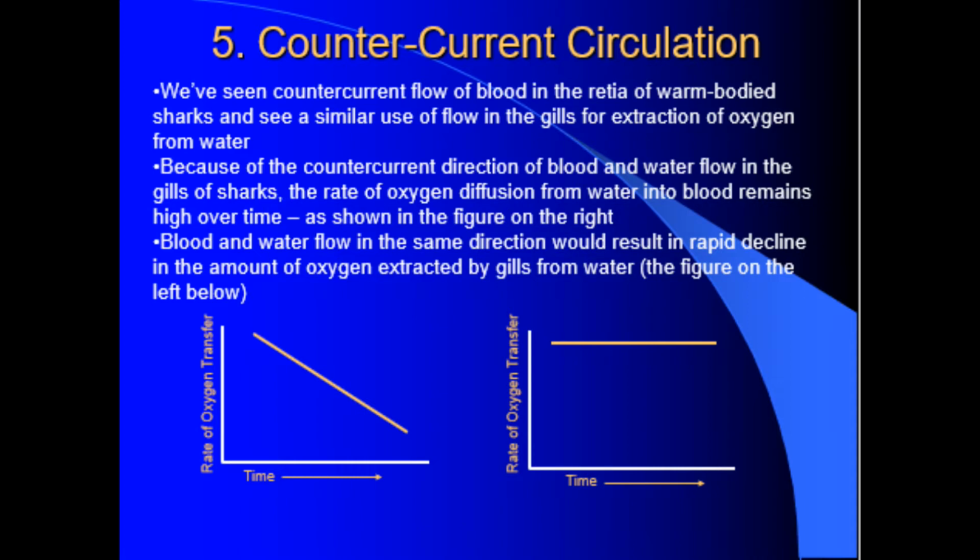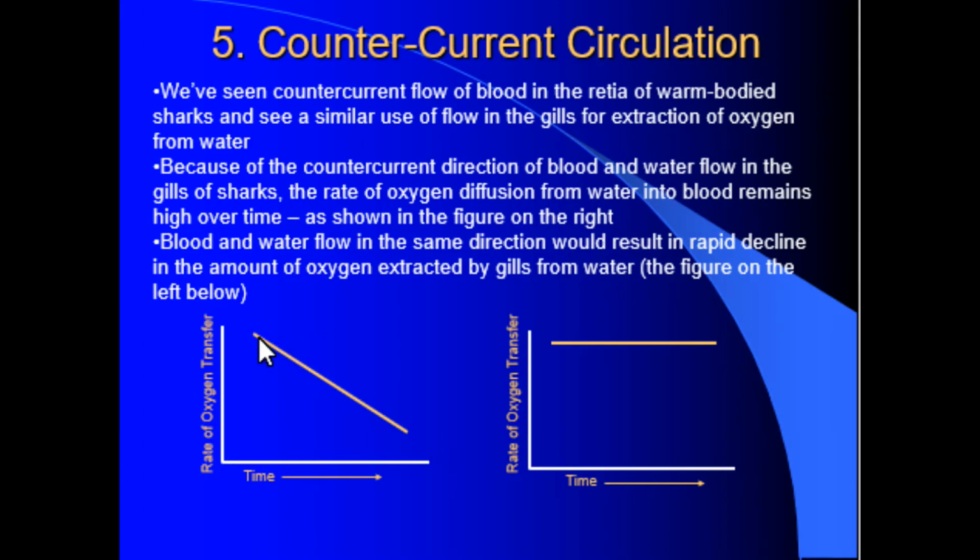Well, if you look at the rate of oxygen transfer over time, in countercurrent circulation, this is what happens. In a situation where the water and the blood are flowing in the same direction, this is what happens. It declines. If you have a countercurrent situation, then the amount of oxygen that's picked up into the blood is relatively constant. It doesn't decline like this over time.